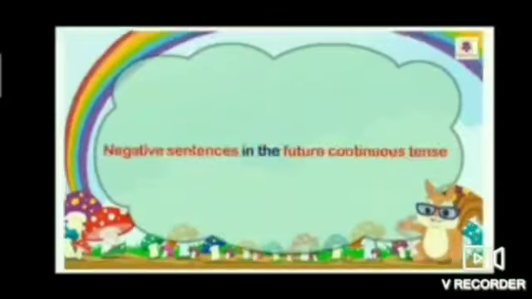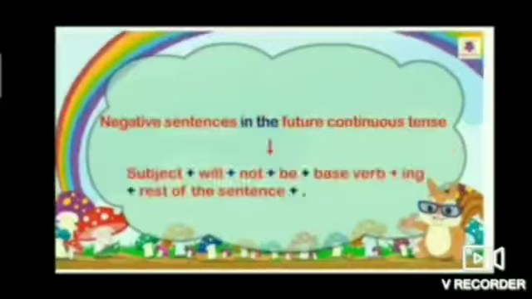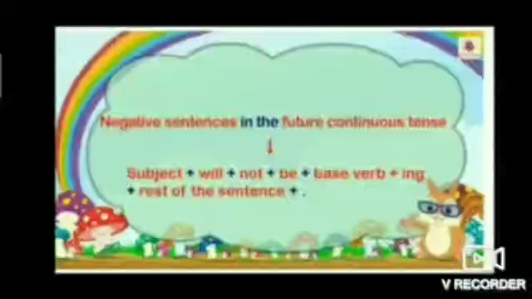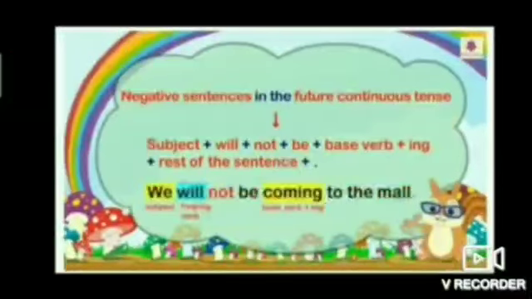We form negative sentences in the future continuous tense using this pattern: subject plus will plus not plus be plus base verb plus ing, plus rest of the sentence, plus full stop. For example, we will not be coming to the mall. Students, here we is the subject, will is the helping verb, and coming is the base verb with ing.